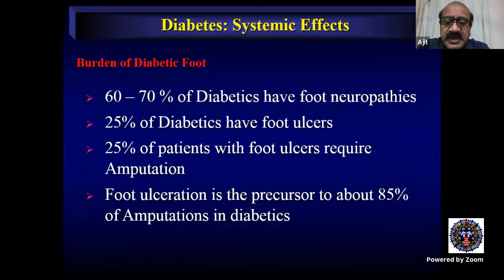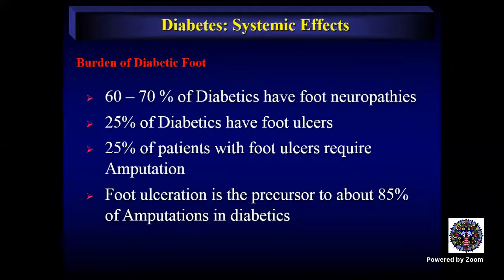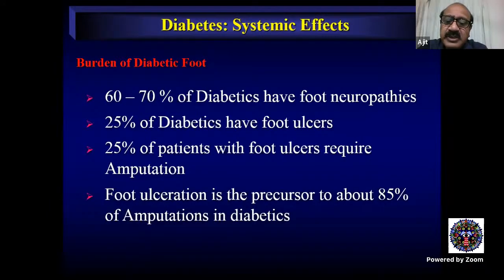Diabetic foot is another important aspect which we neglect in the clinic. As an ophthalmologist, we should also look at their feet so that we know what changes are happening in these people. If you see, 60 to 70% of diabetics have foot neuropathies, and 25% of the diabetics have foot ulcers. 25% of the patients with foot ulcers almost go into amputation. Otherwise, foot ulceration is the precursor for almost 85% of the amputations in diabetics. This is very, very important, because once the amputation happens, his earning will be affected. Not only that, physical exercise, which is the key factor in controlling blood sugar levels, also will get hampered.